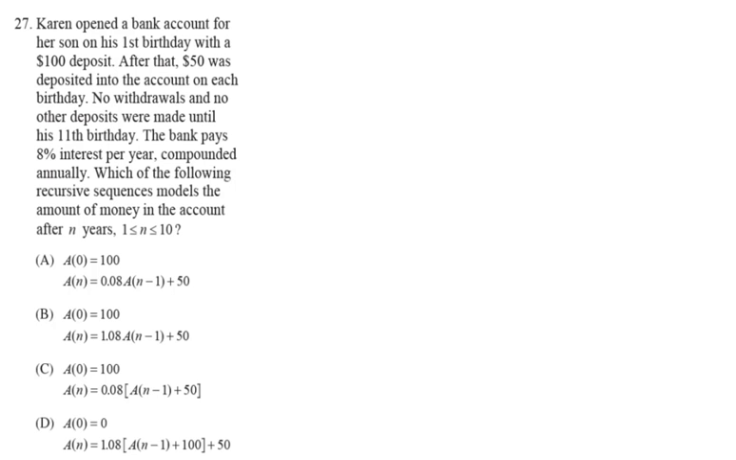Which of the following recursive sequences models the amount of money in the account after n years, when n is greater than or equal to 1 but less than or equal to 10? Now with this problem, there's a couple of things that you need to take into consideration. She starts out on his first birthday, and she's going to continue putting money in until his 11th birthday. So when it says n goes from 1 to 10, that really means from the first birthday to the 11th birthday.